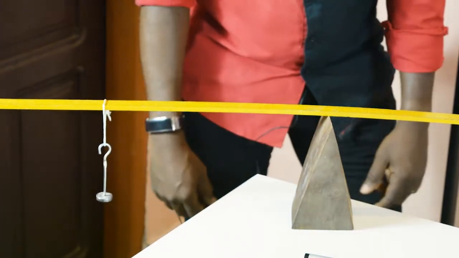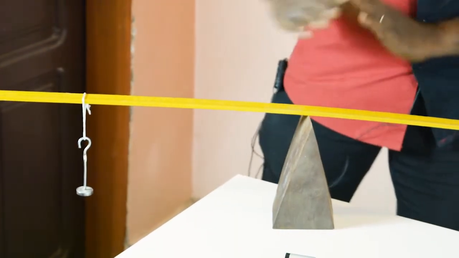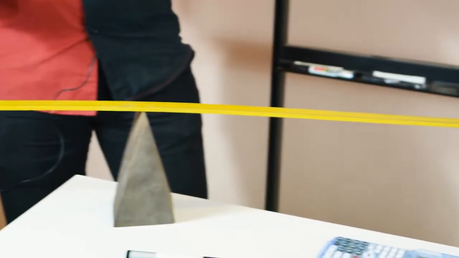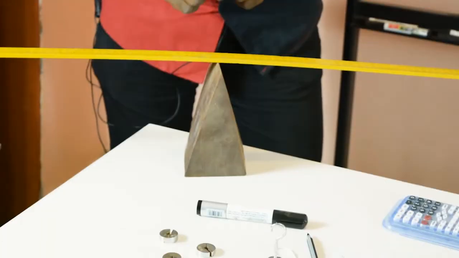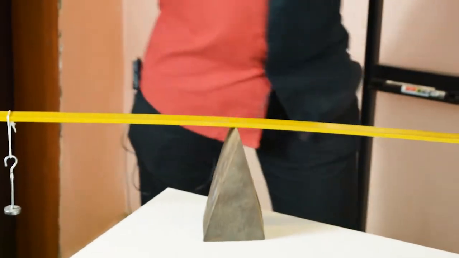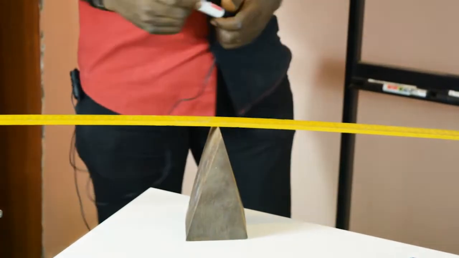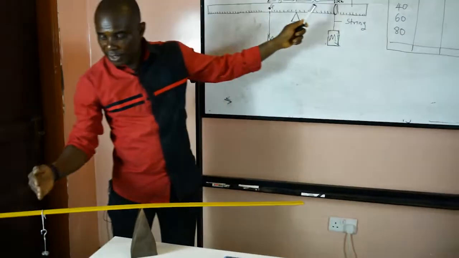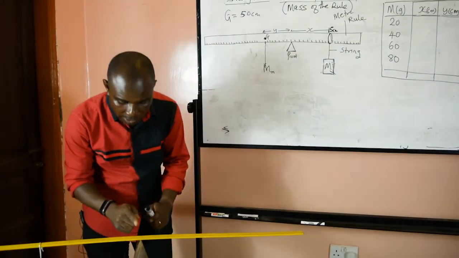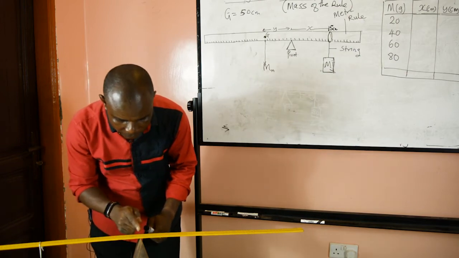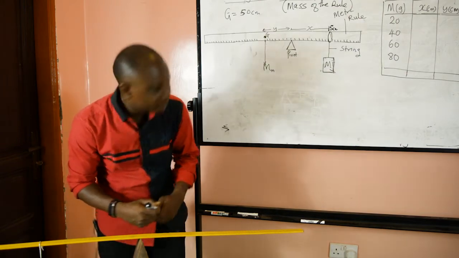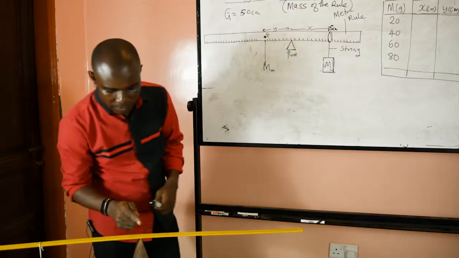Just take your time a little bit, don't be in haste. This is an experiment that you have to be patient with so that you can get the correct reading. So now it's balanced at that point. It's horizontally balanced. So now I want to get my readings. This is at 15. The point where it is balanced now is around 44 centimeter. So it is at 44 centimeter.